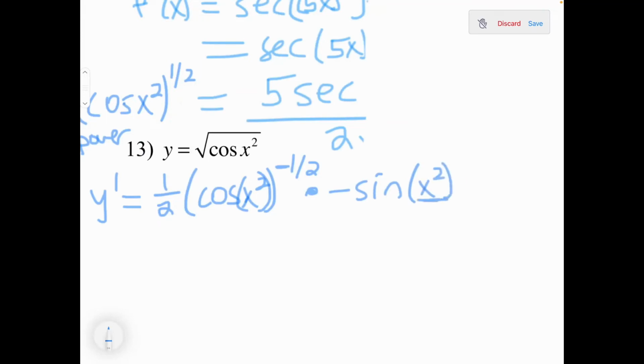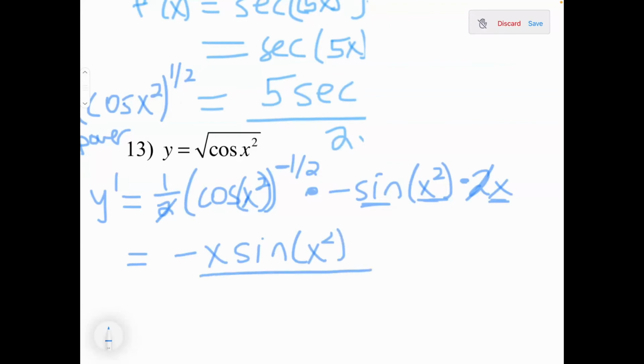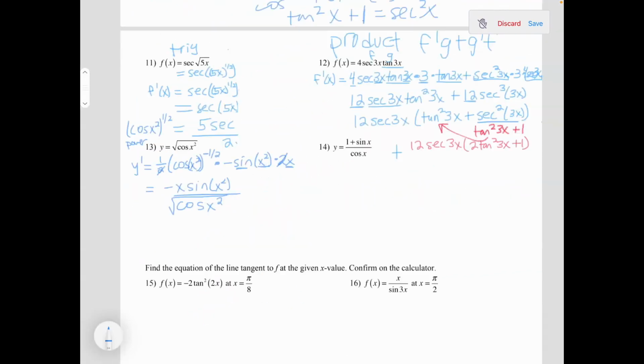And since this x squared is not just x, we also need to take the derivative of that. Then we get 2x. We can cancel the 2's out. So we get negative sine, or negative x. We multiply the x and the negative sine x together. So we get negative x sine x squared on top. We can move the cosine x squared to the negative 1/2 to the denominator, cosine x squared to the positive 1/2, and we can just rewrite that as the radical. And there's number 13.